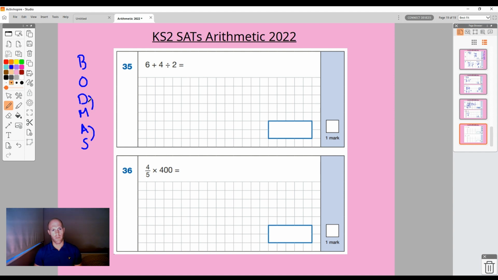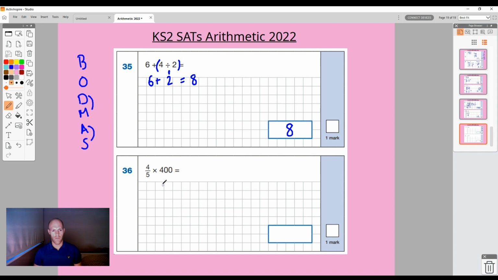So first up is division. So I've got to do the division first. 6 add 2. So I'm doing the 4 divided by 2, giving me 2. And then the next thing on the list is addition. 6 add 2 is 8. You'll see if we did this the other way around, it wouldn't work. So if we just read it from left to right, 6 add 4 would be 10, divided by 2 is 5. So the order really does matter.